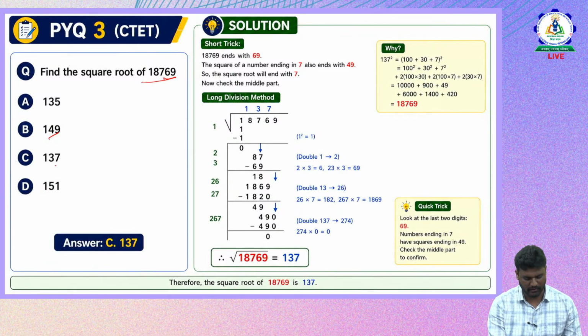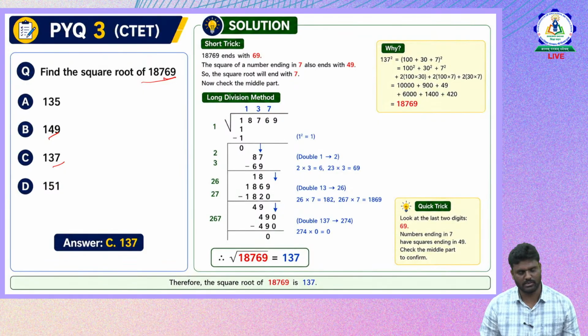Now if you see the last digit 7, it probably ends with 9. 7 into 7 is 49, so there is a chance of getting this answer. Again, if you see 151, the last digit 1 doesn't end with 9. So we can guess that maybe this is the correct option for this question. But let us check whether it is correct or not. Now what is the given number here?